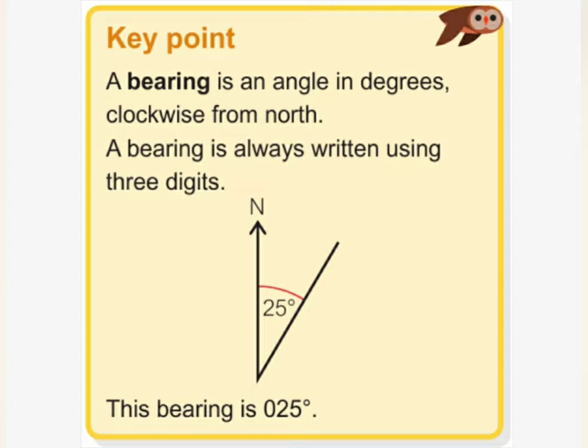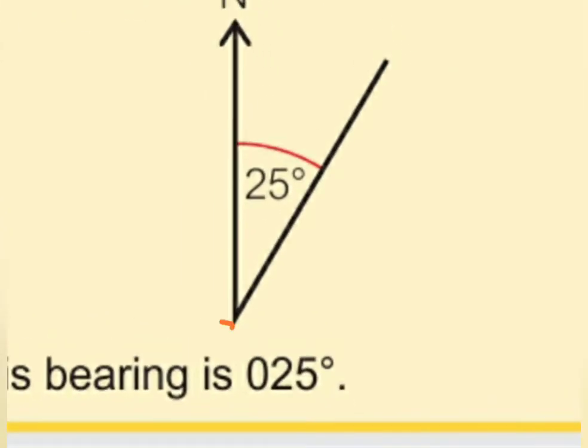Now, if we want to find the bearing of a point, the first step we do is draw a north line on this point. Let's say this is point B. First thing we do, we draw the north line on the point, and then we start from this north line and go clockwise until we are stopped by the other line that connects the 2 points together. For example, this is A.